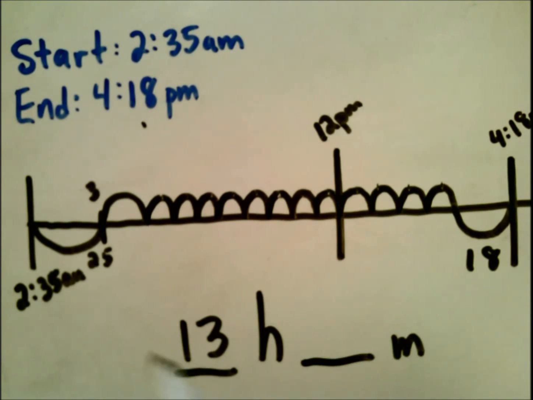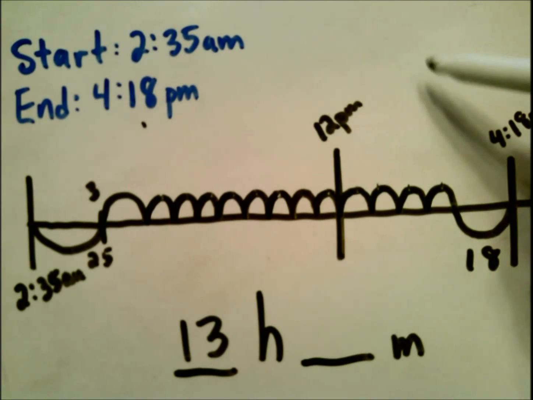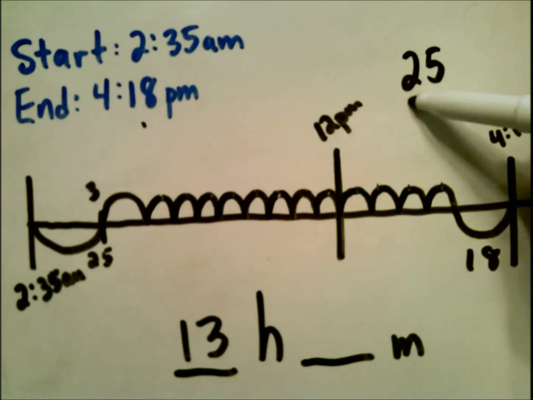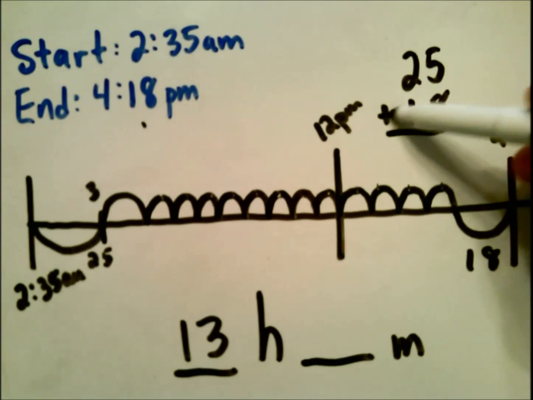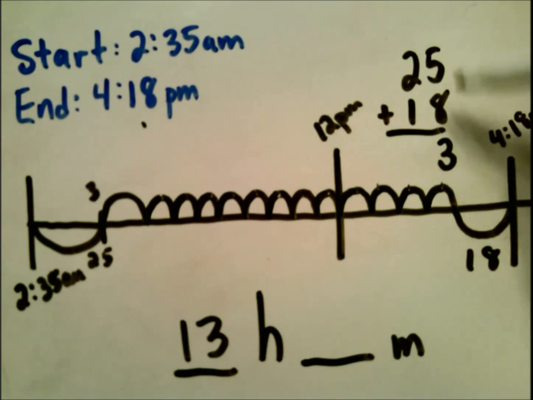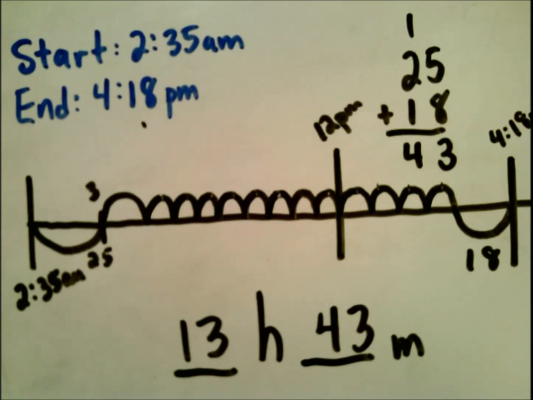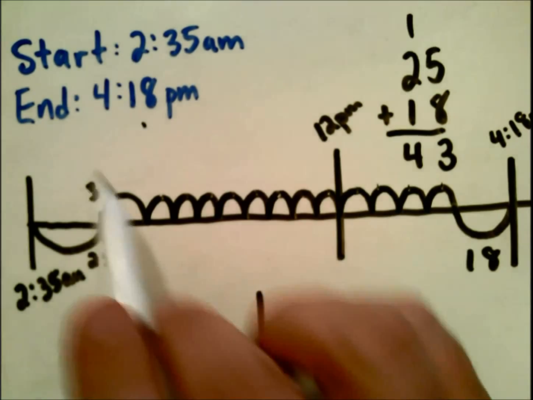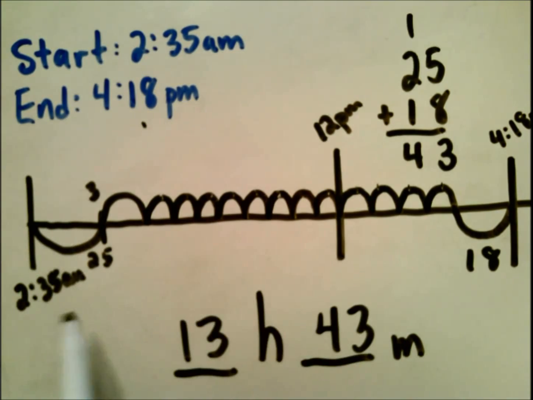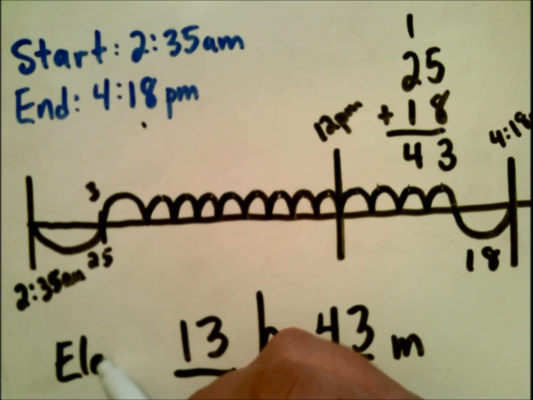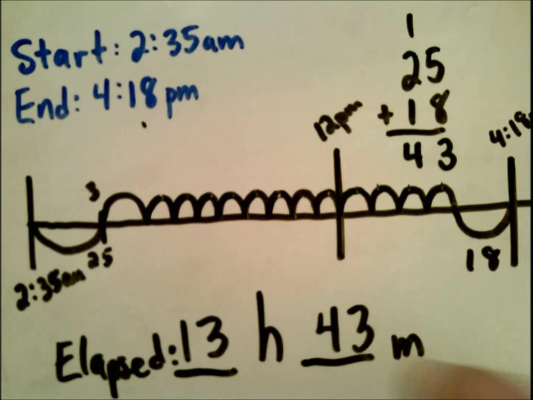Well, it's going to be 25 minutes plus this 18 minutes. So I'm just going to do that quick math right here. 25 plus 18. When I add these up, I will get 43 minutes. And that's my elapsed time. When they give you the start and the end time, they're going to be asking for the elapsed time. And this I know is the correct answer because I mapped it out and counted it out.